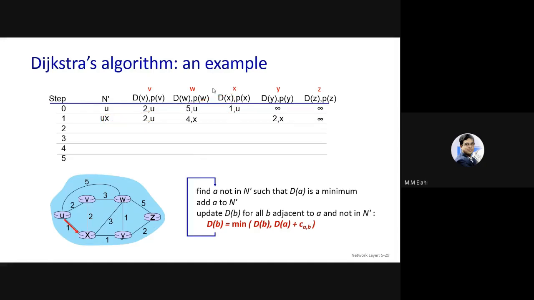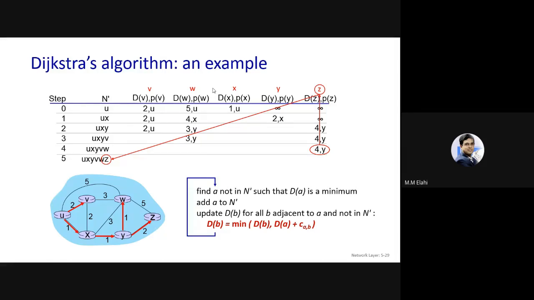Now, after recalculating, again find the shortest one, continue in this way, and after a certain number of iterations, again find the shortest one. So there will be a time when we will have all the nodes in N prime. At every step the number of calculations will be minimized. That is the end of step 1.